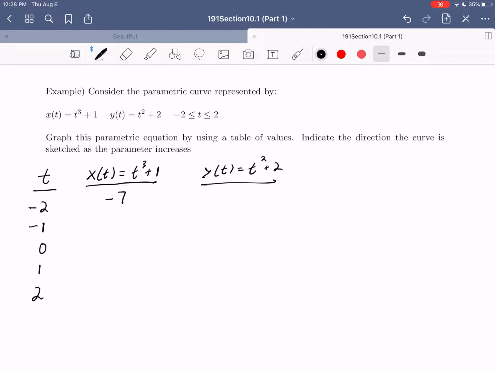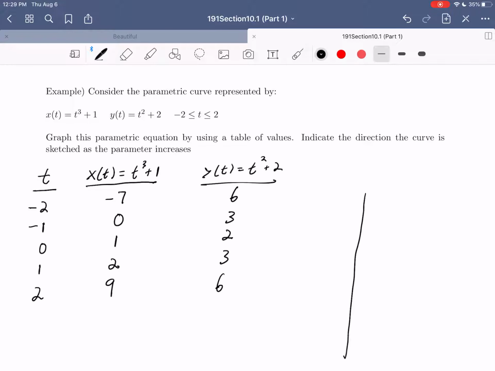If we plug in -2 here, looks like we should get 6. Plugging in -1, we'll get 0. Plugging in -1, we'll get 3. Plugging in 0, we get 1 and 2. And then plugging in 1, looks like we get 2 and 3. And then plugging in 2, we get 9. And plugging in 2 here, we get 6. Okay. So those are our starting values.